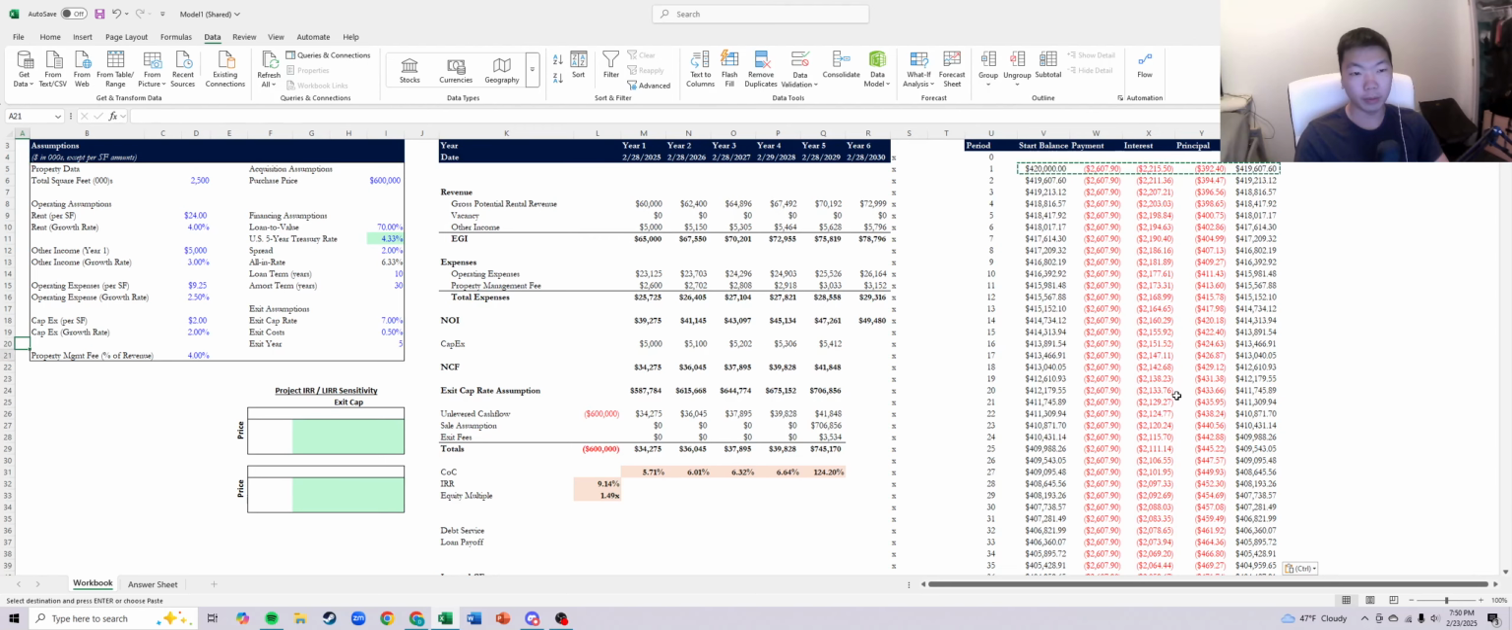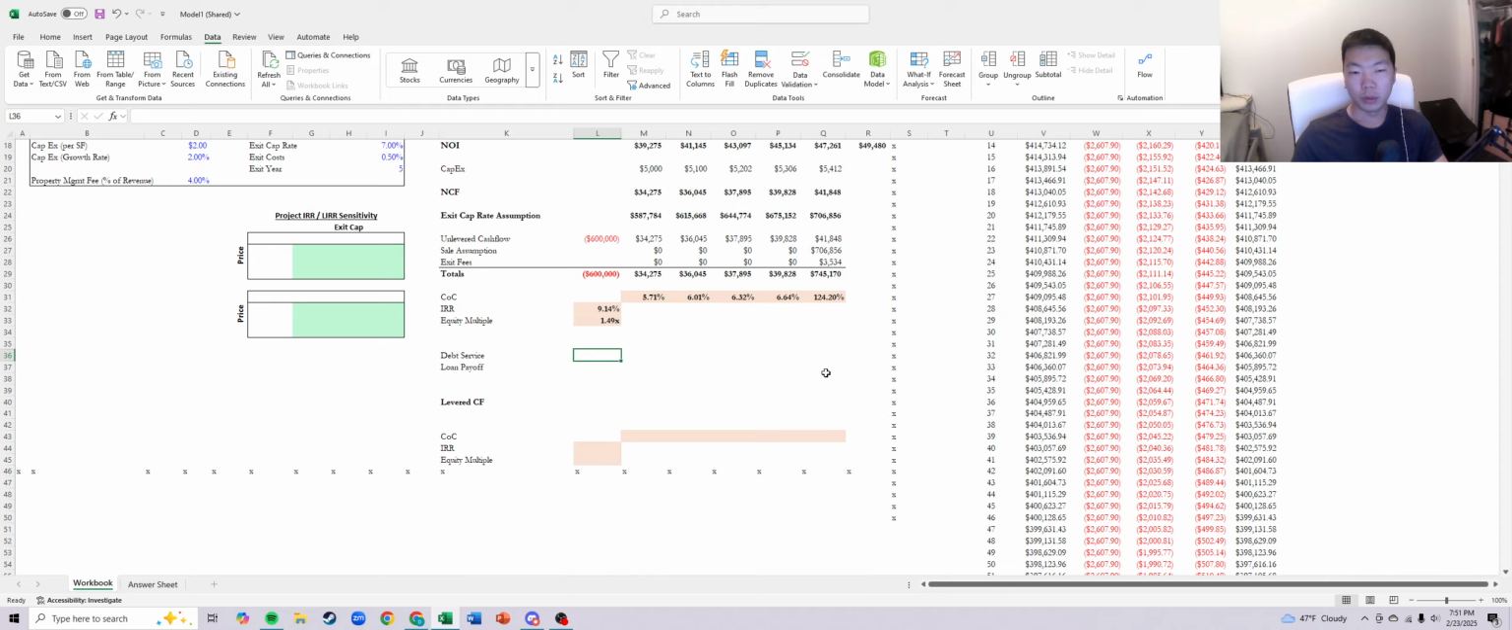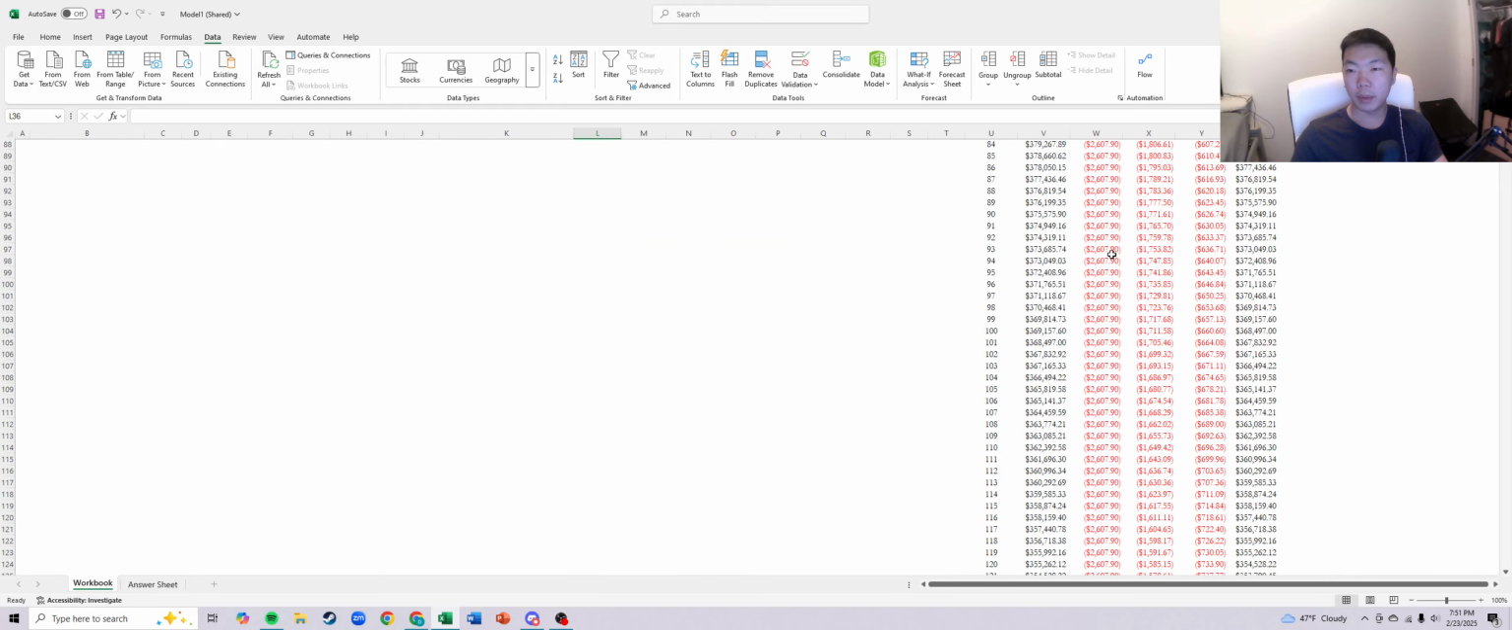Okay, so now we can calculate our debt service. For this model, you wouldn't normally do this, but you see how my payment amount is the same?